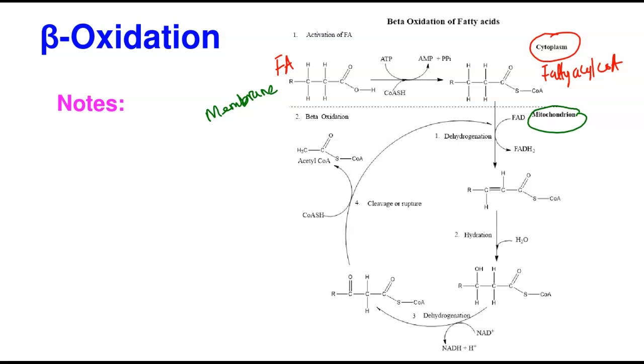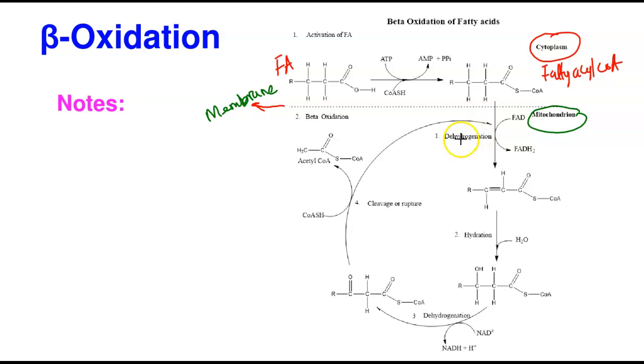Now, it crosses this membrane. Remember, I told you this is the membrane here. Good. It crosses this mitochondrial membrane and then gets into the mitochondria. It's inside the mitochondria that the actual process takes place. Now, the beta oxidation spiral consists of just 4 reactions.